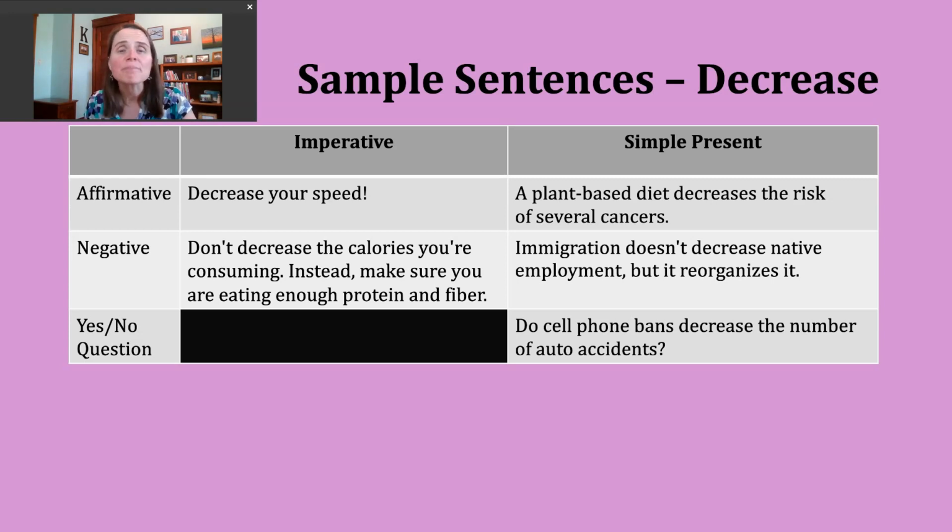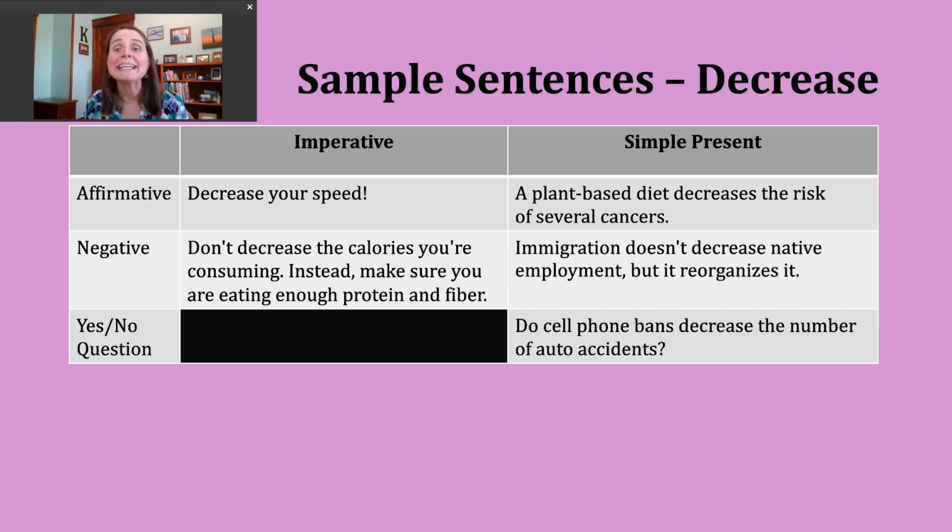Okay? Here, a plant-based diet is singular. If we had said plant-based diets, because there could be more than one type or style of that, then we would not need the S there.